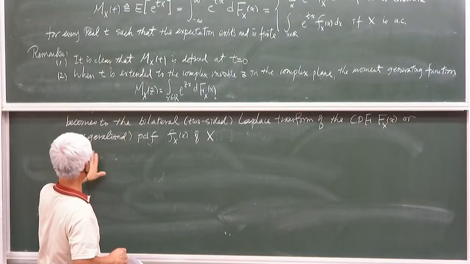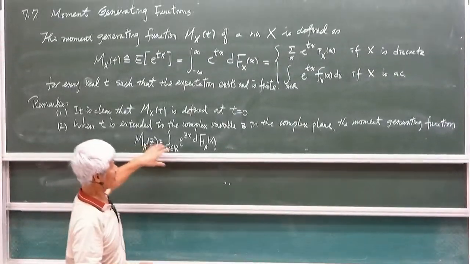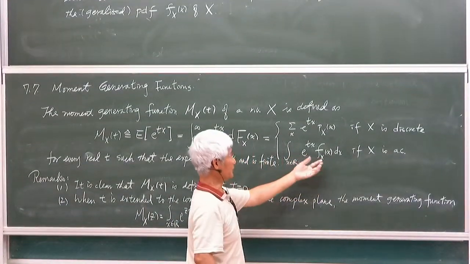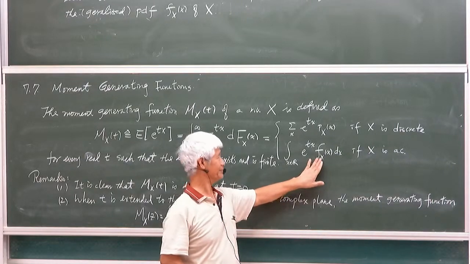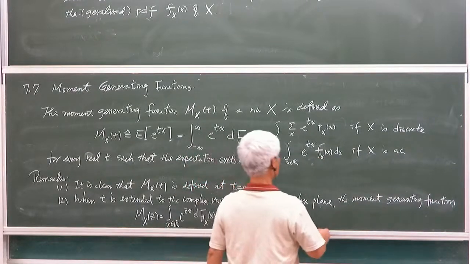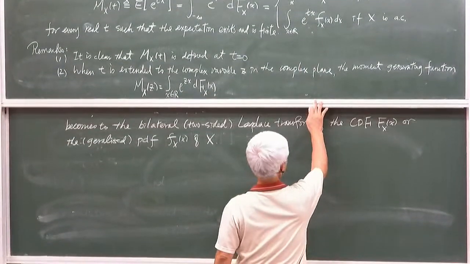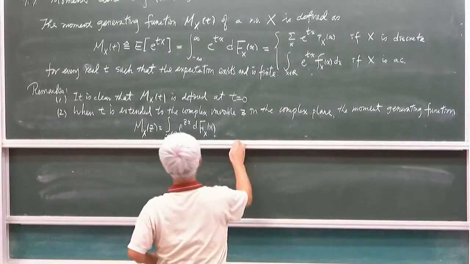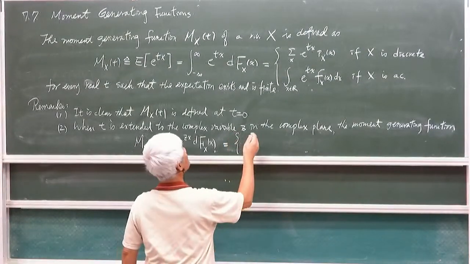What do I mean by generalized PDF? If X is absolutely continuous, then of course you have a PDF right here, and a generalized PDF. See here. So you will have here. Let me see.